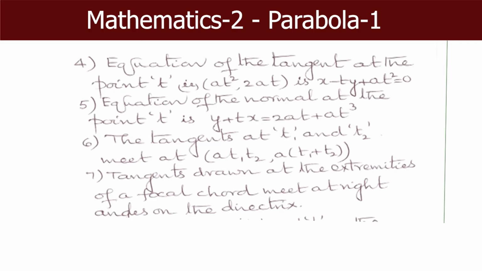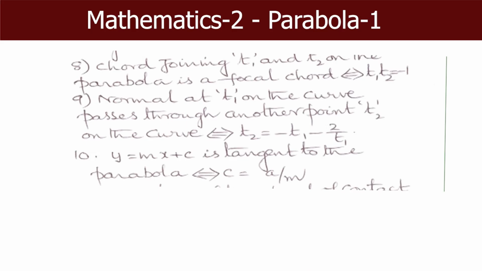They are perpendicular, they intersect at right angles on the directrix. They are perpendicular, their point of intersection is a point on the directrix. In fact, the chord joining the points T1 and T2 on the parabola is a focal chord if and only if T1 T2 equals -1. Product of the parameters equals -1.